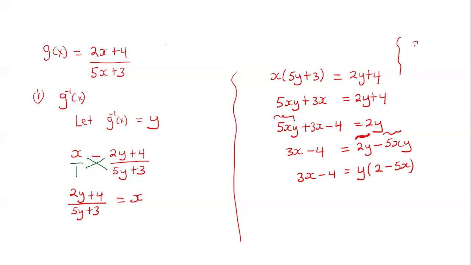Imagine, Kathy, you have this: 3x is equal to 6. How do you remain with x? I divide both sides. So what are we going to do here? I divide 2 minus 5x on both sides. Okay.